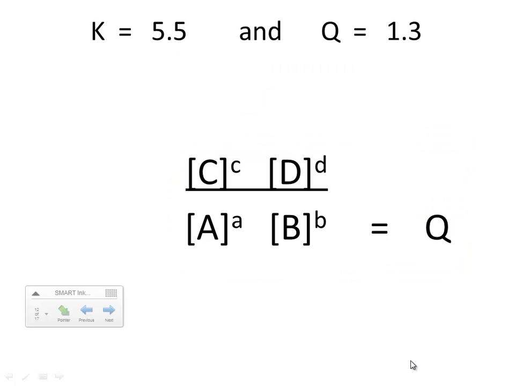So let's do a quick example. If we've got a K of 5.5 and a Q of 1.3, this tells us that K is significantly greater than Q, which means that in order for these numbers to be the same, in order for us to reach equilibrium, Q needs to get bigger. The only way to get Q to increase is by increasing the top of this ratio. The only way to increase the top of that ratio is to move towards the product side of the reaction. So this reaction needs to tend towards the product side, the forward direction, in order to reach equilibrium.